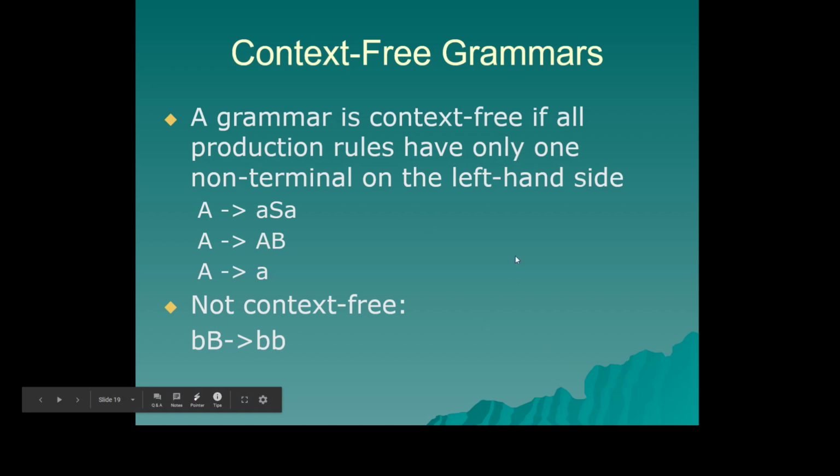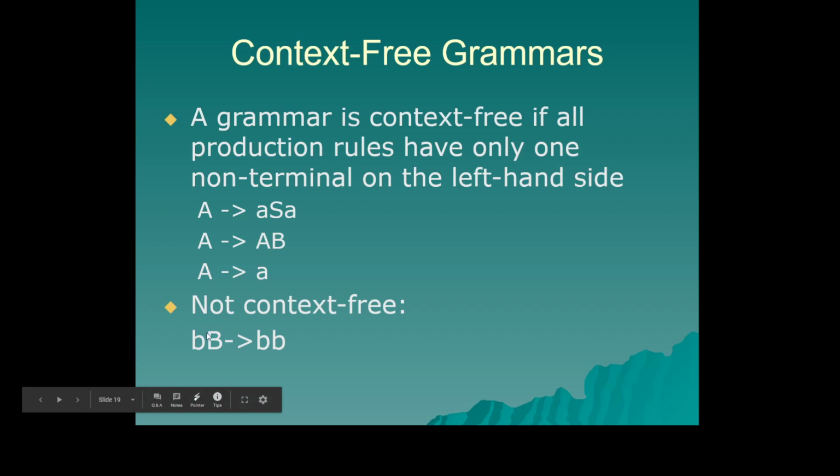So context-free versus context-sensitive. Context-free means that production rules only have one non-terminal on the left-hand side. So all the rules we've been writing are either capital S, capital A, capital B, whatever, and then we have our definitions. These are all context-free rules. A not context-free rule would have more than that on the left side.